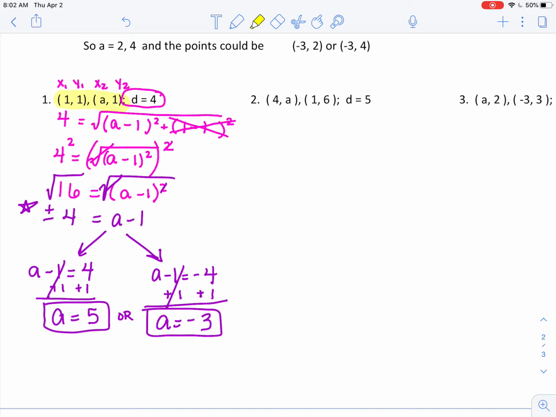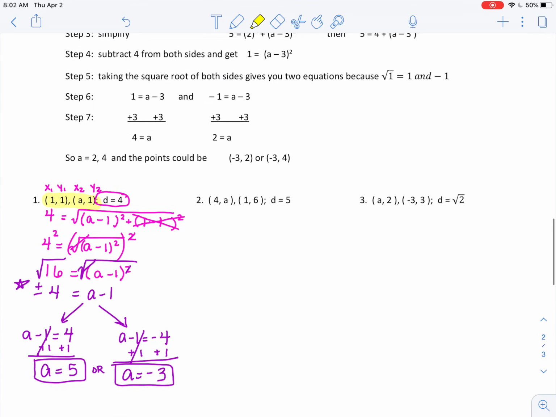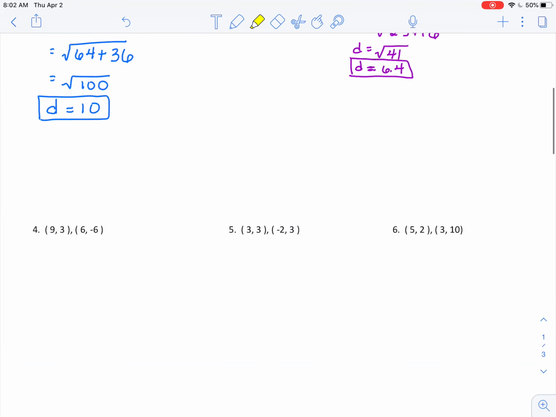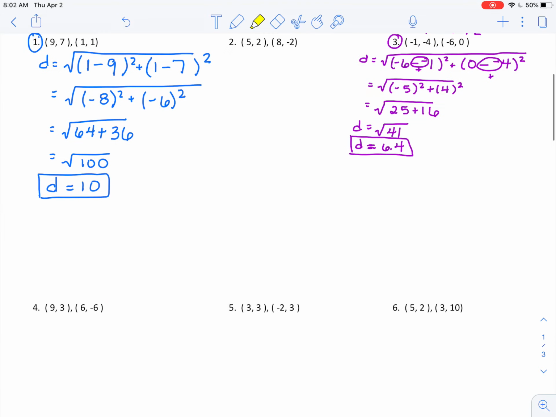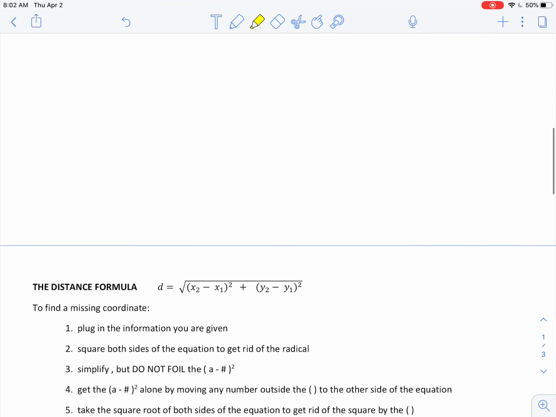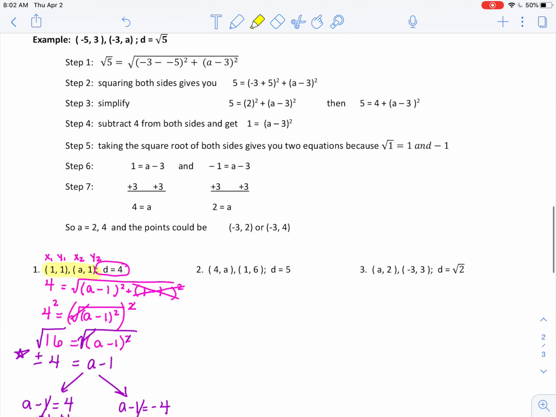Okay, your homework tonight is to go back and do any of the questions that I did not do off of this note sheet. So on the front, you're doing numbers 2, 4, 5, 6. And on the back, you're going to do the last two questions, 2 and 3.